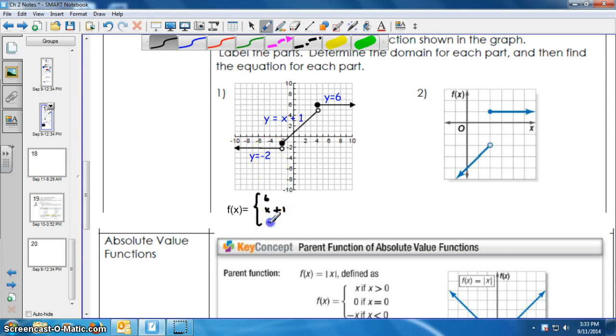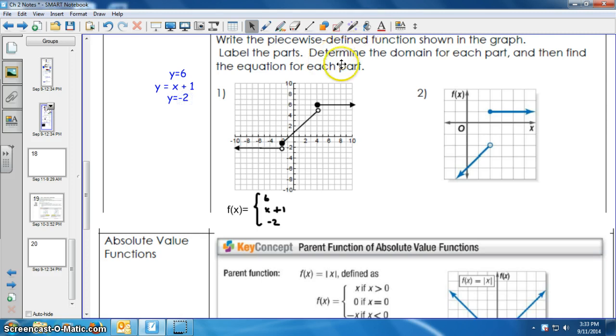And then we have the negative 2. Now we do need to put in our inequalities. So that is telling us where it is, what it's including, and greater than or less than info.